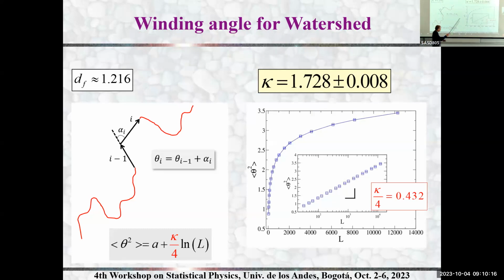Here in this plot, you see the fluctuations, the square of the angle, plotted against the system size. If you make the scale logarithmic, in a semi-log plot, then you see a beautiful straight line, and the slope is kappa over 4, 0.43, which gives you a kappa of 1.78, for instance. So this is the so-called winding angle test, which is very famous and easy to perform.